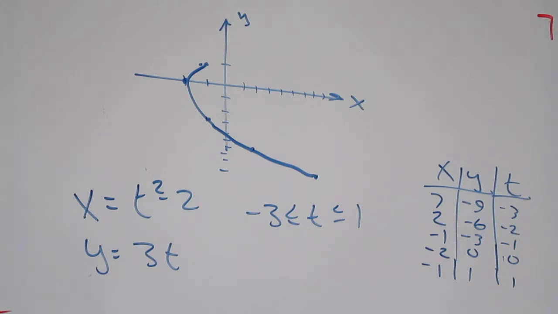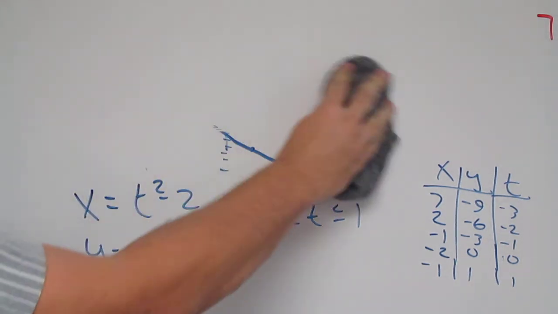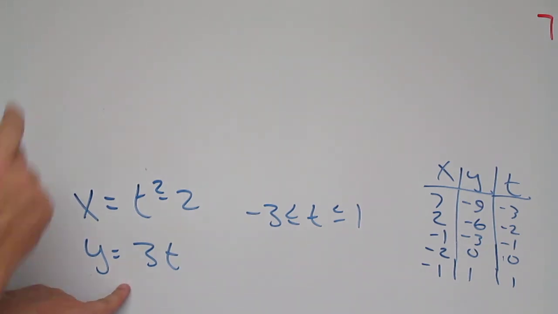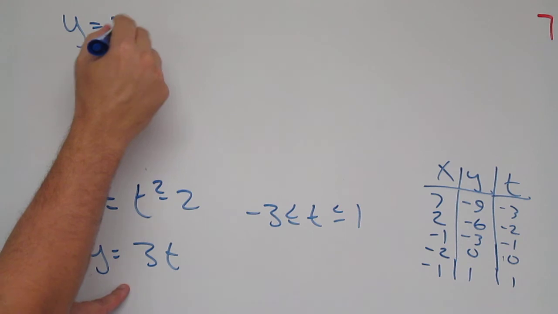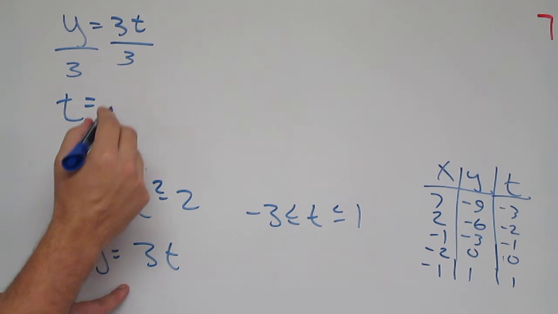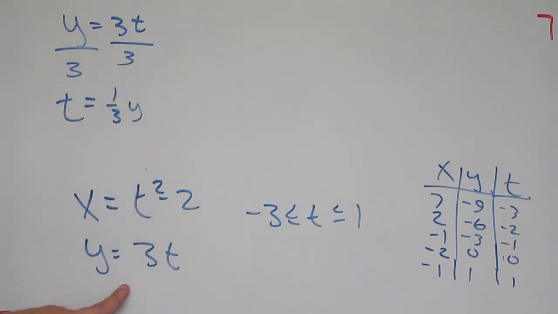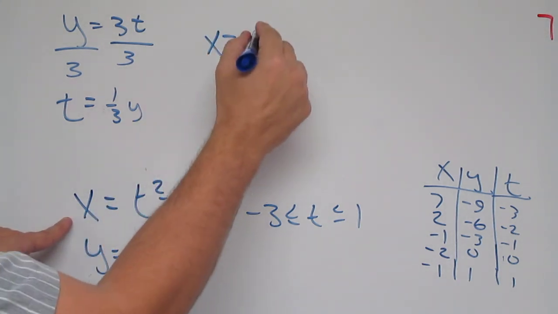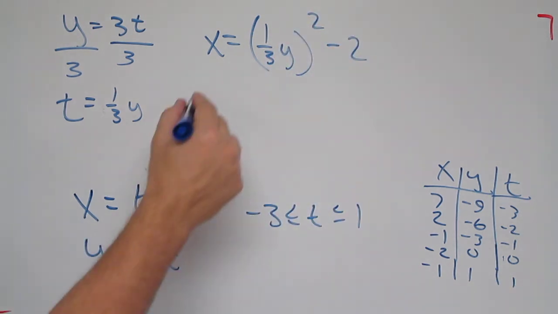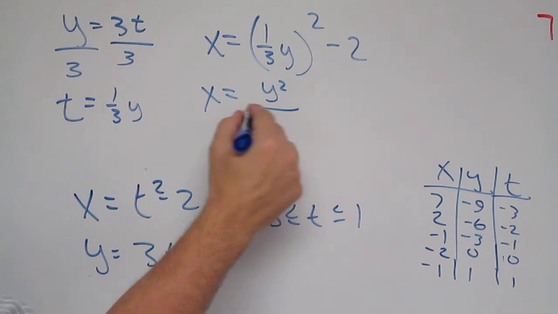Okay? Now, it's possible to eliminate the parameter on something like this. And this one is pretty much straightforward. I'm going to again erase the graph but leave the definitions here. If I used y in the bottom to solve for t, so I say that y is equal to 3t and then divided both sides by 3, I could just as easily say that t is equal to 1/3 y, or y divided by 3. If I now plug that into this equation, I could say x equals 1/3 y squared minus 2, or x equals y squared over 9 minus 2.